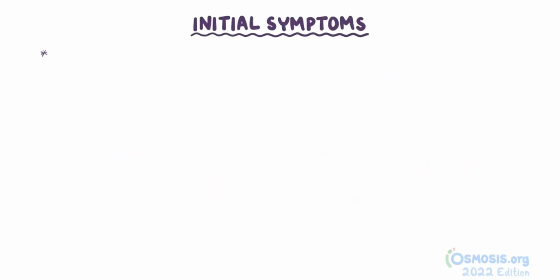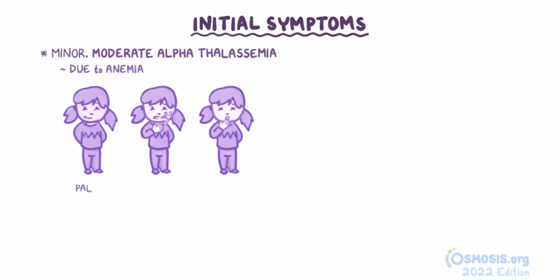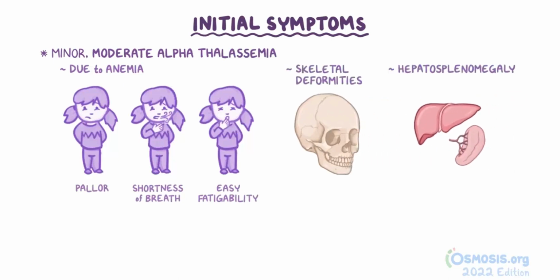The initial symptoms of minor and moderate alpha thalassemia are due to anemia, which include pallor, shortness of breath, and easy fatigability. There can also be skeletal deformities and hepatosplenomegaly.